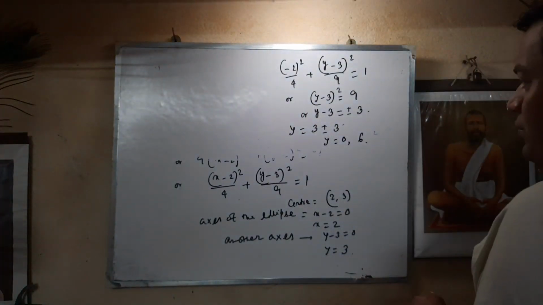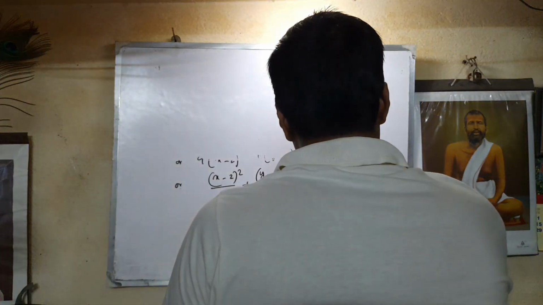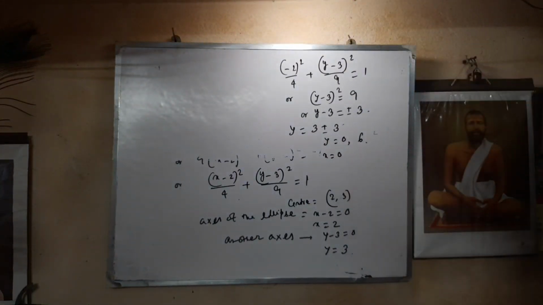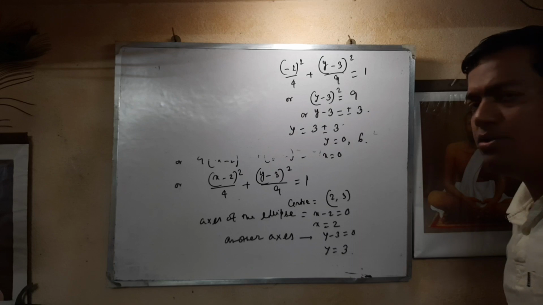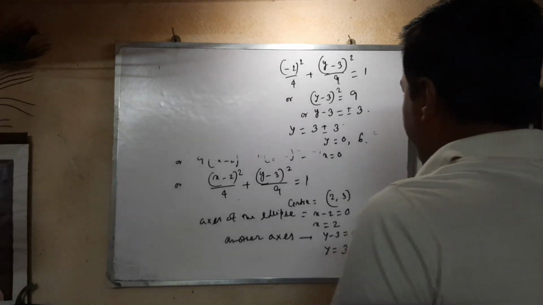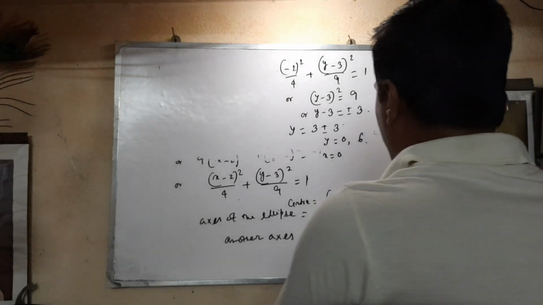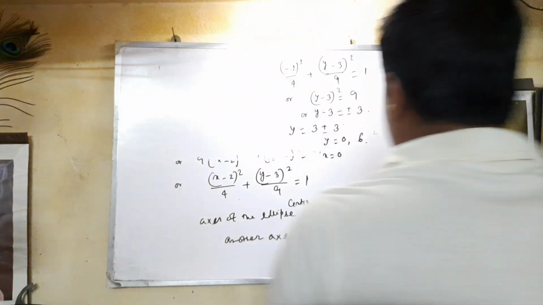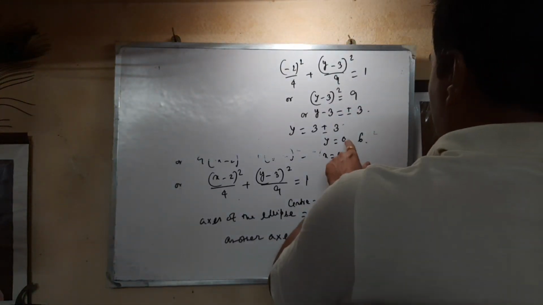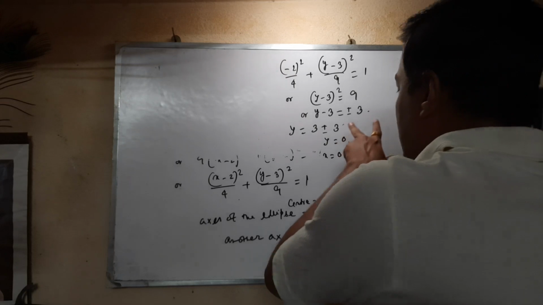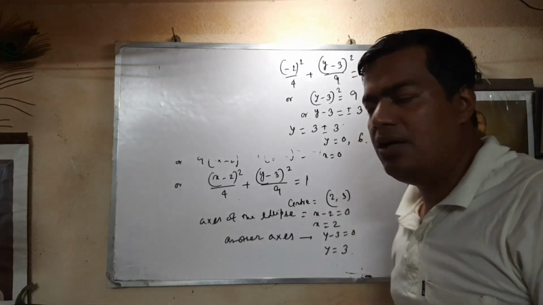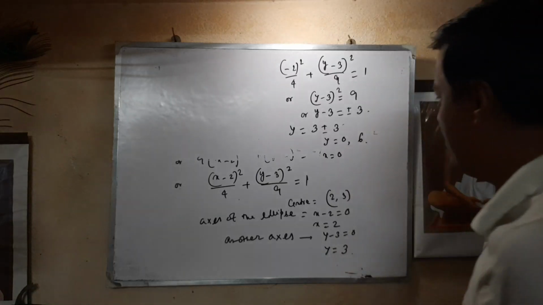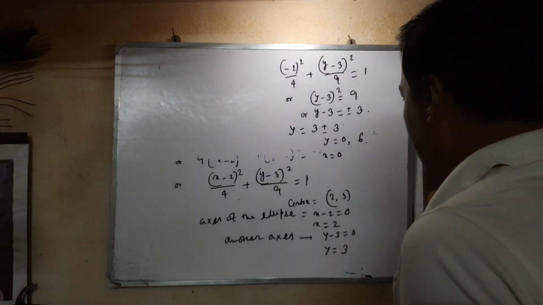So for x = 0, we have two values of y, that is y = 0 and y = 6. So the points of intersection are for x = 0, y = 0 and y = 6. So the graph will have points of intersection on the y-axis. Okay.